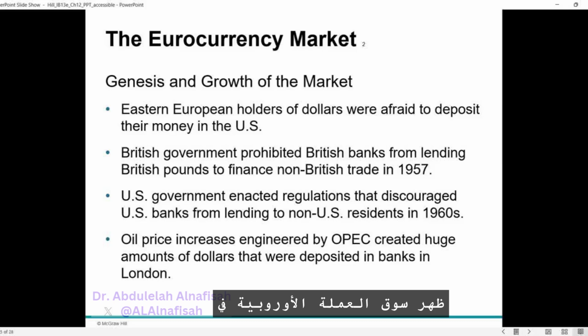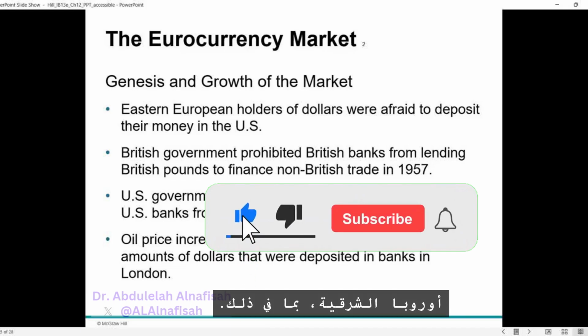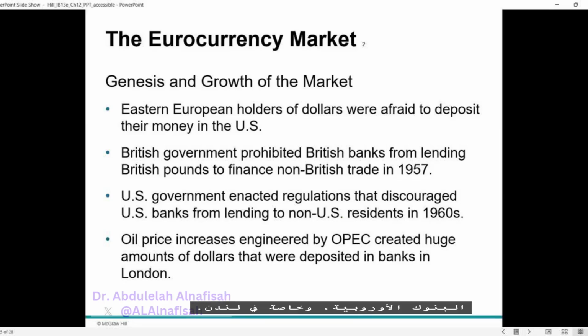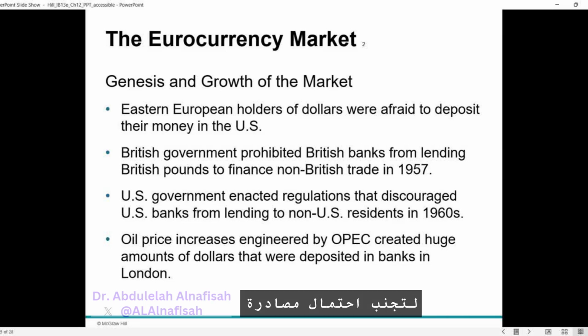The euro currency market emerged in the mid-1950s when Eastern European countries, including the Soviet Union, began depositing dollar holdings in European banks, particularly in London, to avoid potential U.S. government seizure. Western European central banks and exporters to the U.S. also deposited dollars in London for higher interest rates. The market gained momentum in 1957, when British banks, restricted from lending British pounds for non-British trade, started using dollar deposits to finance international trade. London subsequently became the hub of euro currency trading.